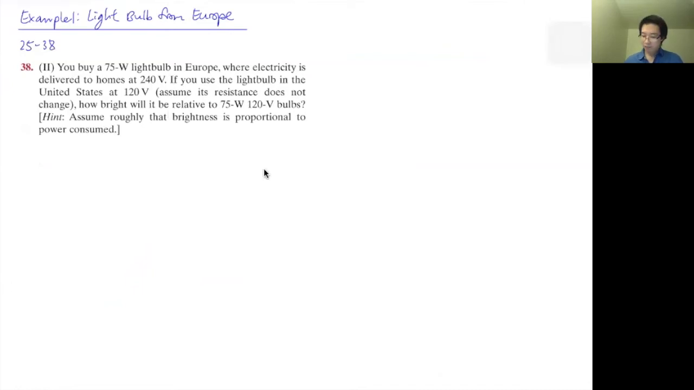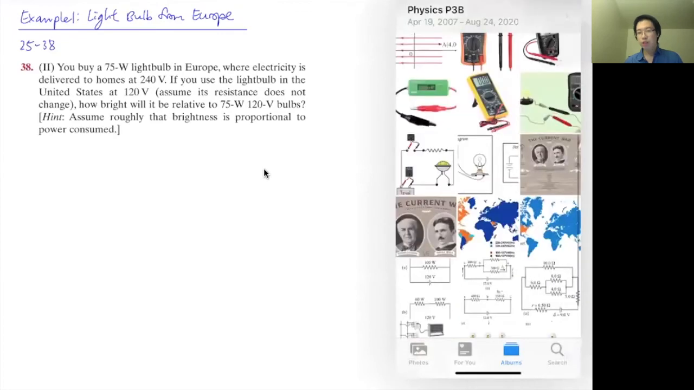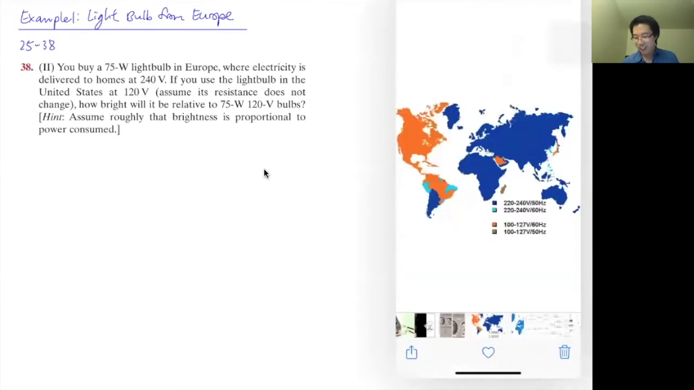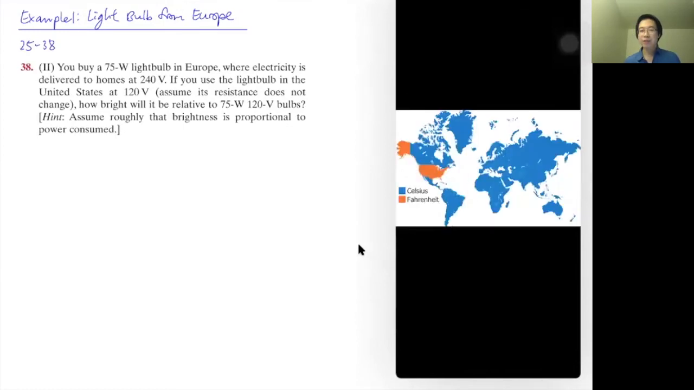If you're interested, there's a map of which countries use between 220 to 240, and which countries use around 100 to 120. It's due to purely historical reasons that this is true. At the end of week 5, once we learn about magnetism as well, you'll be able to see why this happens. But then again, there's also the number of countries that use Fahrenheit and the number that use Celsius. So there's that as well.